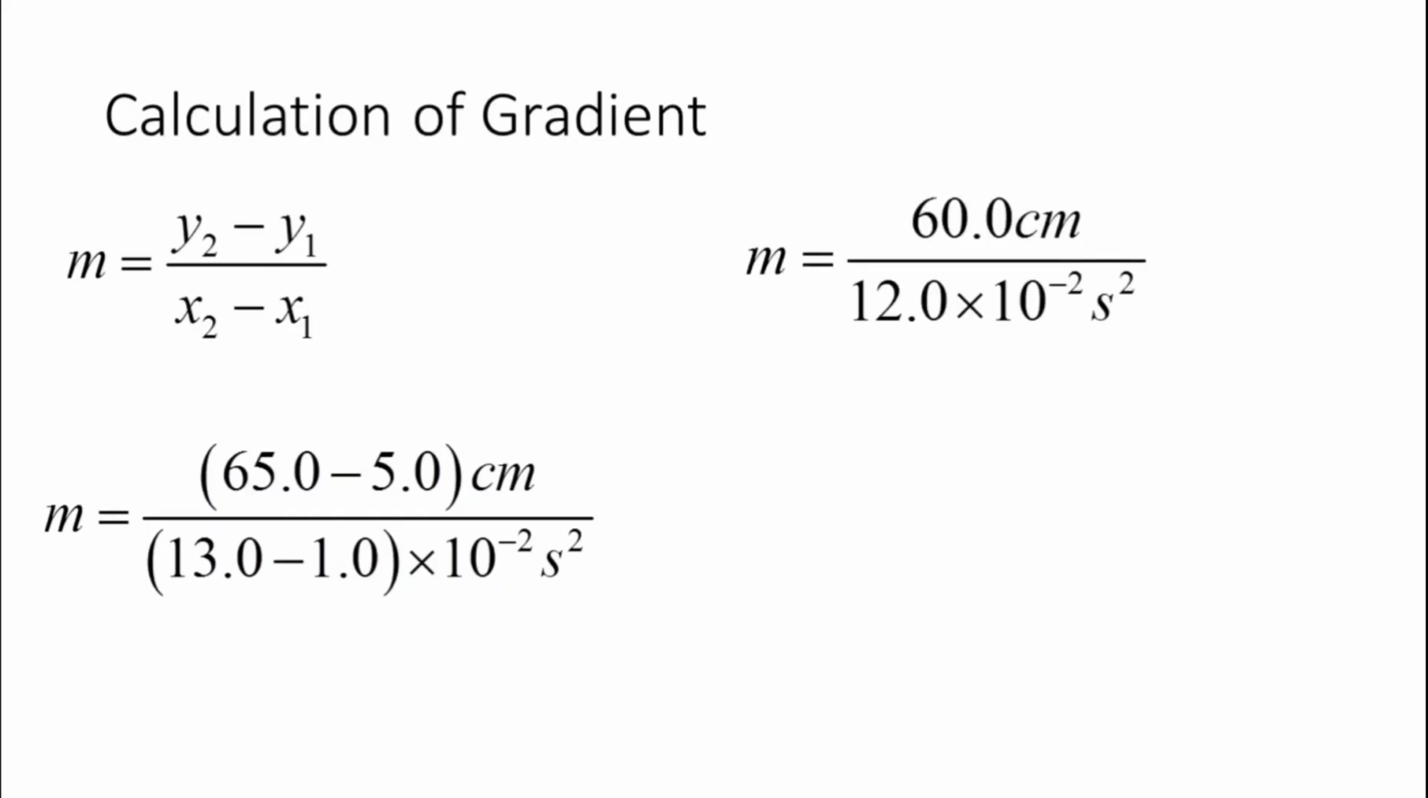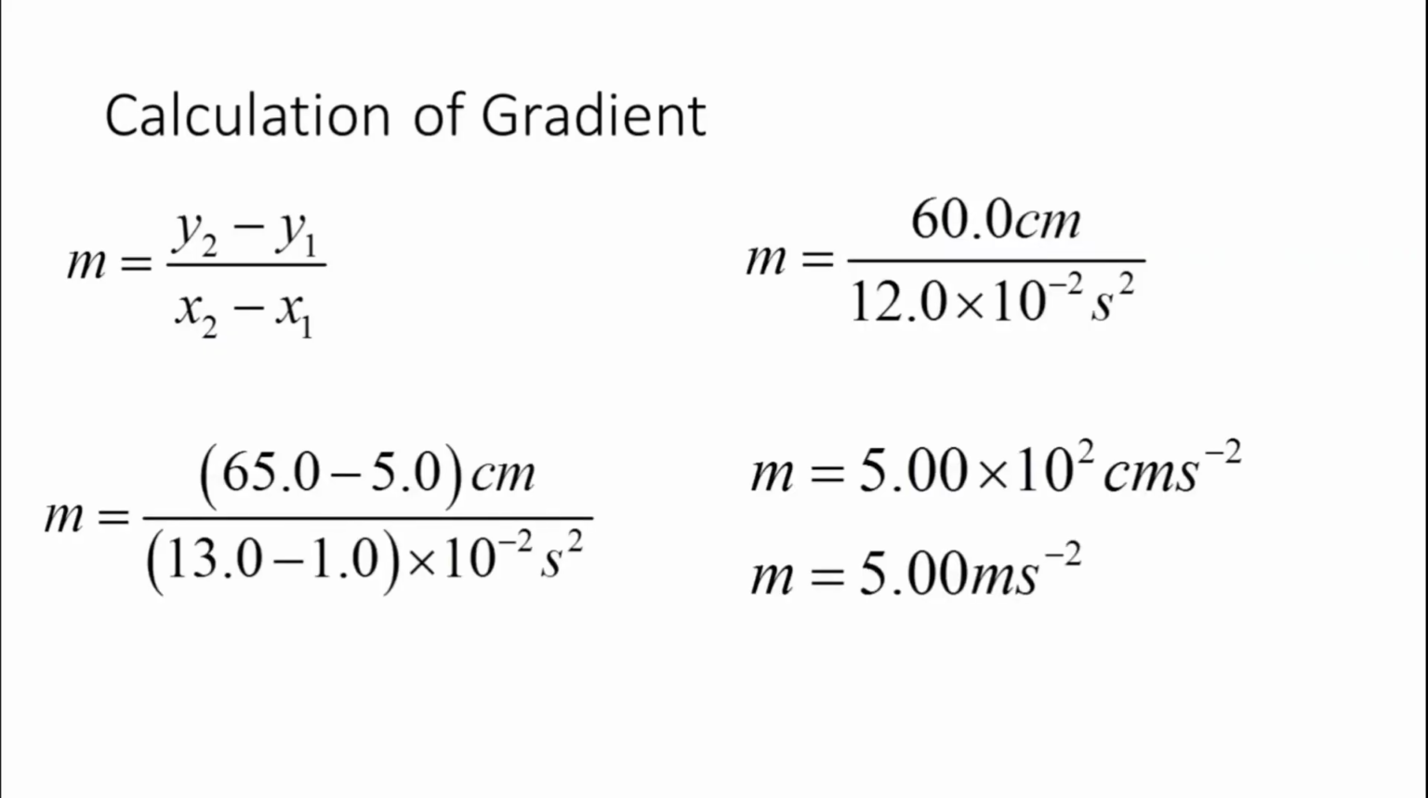The gradient is now equals to 60.0 centimeter divided by 12.0 times 10 to the power of negative 2 second square. This will give us the gradient of the graph equals to 5.00 times 10 to the power of 2 centimeter per second square. You need to convert the gradient into SI unit, into meter per second square. Thus, we left with 5 meter per second square. So, the gradient of the graph is 5.00 meter per second square.